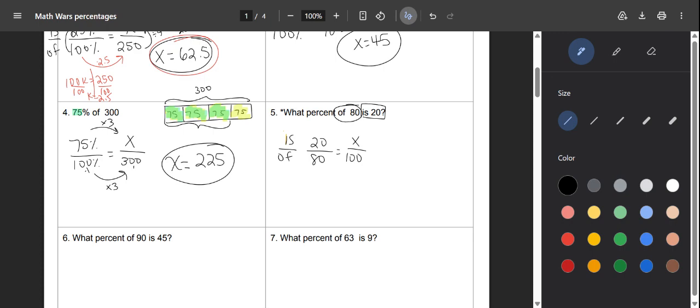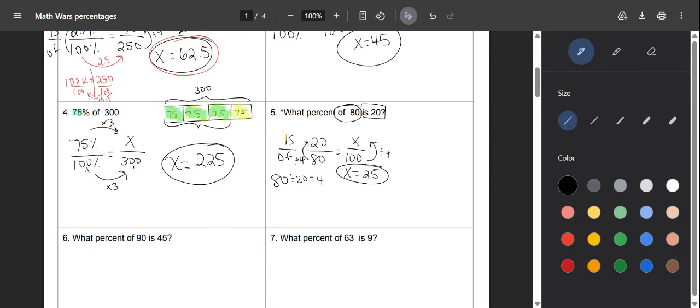So I can solve it this way. I can recognize, hey, I can do 80 divided by 4 to get to 20, and if I didn't know that, I could do 80 divided by 20 to get 4, and that means I can just divide by 4 to get to 20. So I would do 100 divided by 4 to get x.